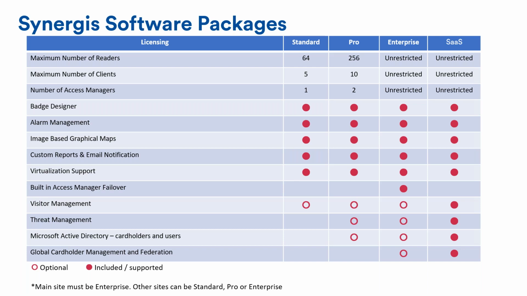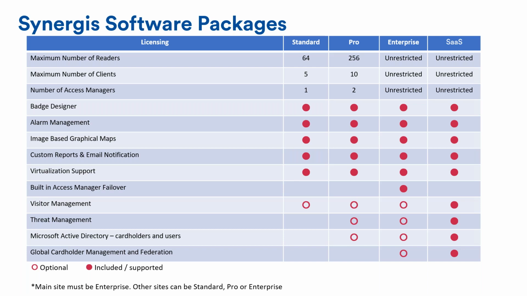Now, similar to the Omnicast, you can see that under the Standard package, you can support up to 64 readers and up to 5 clients logging in, and you have 1 access manager. Whereas under the Pro package, you have up to 256 access control readers, up to 10 clients, and 2 access managers, whereas the Enterprise solution is unrestricted.